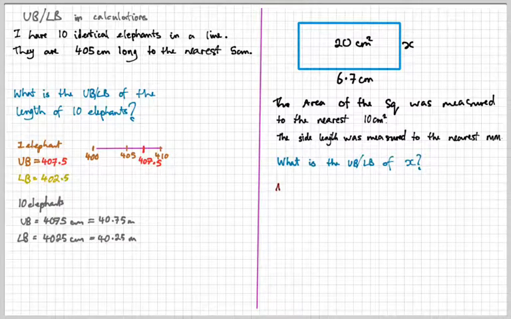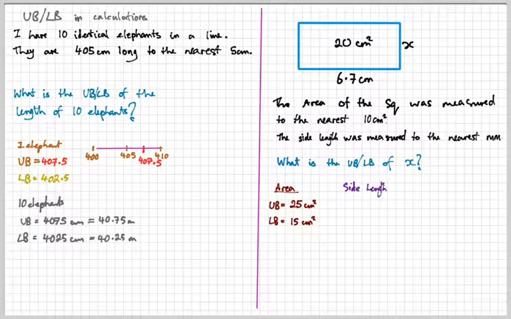Right, let's look at the area first. Like we looked at one elephant in the previous question, we're going to look at the area and the length separately. So the upper bound of the area, well, you could draw a number line again and you get 25 centimetres squared. The lower bound, because it's to the nearest 10, would be 15 centimetres squared. If you're not sure about that, draw a number line as we did in the previous ones, going up in tens.